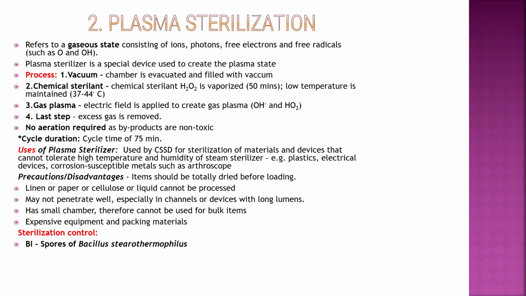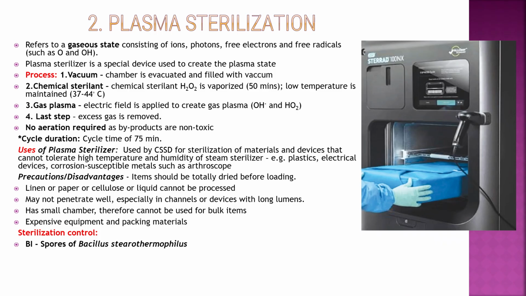Second is the plasma sterilization. Plasma is a gaseous state consisting of ions, photons, electrons and free radicals such as O and OH. It is the most commonly used device in the CSSD to create the plasma state. Process: first a vacuum is created, then the chemical sterilant, that is H2O2, is vaporized for 50 minutes at low temperature, 37 to 44 degrees Celsius. Then gas plasma is produced by applying an electric field. Last step: excess gas is removed. No aeration is required because byproducts are not toxic.